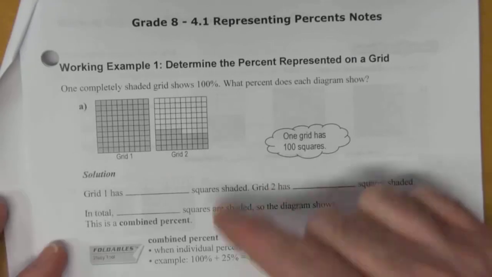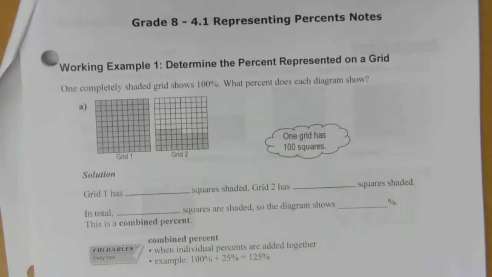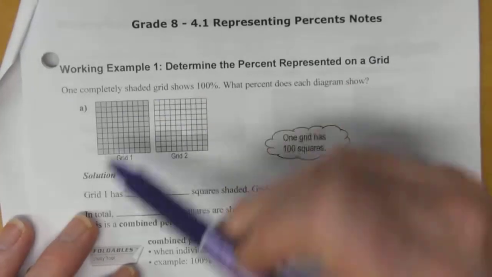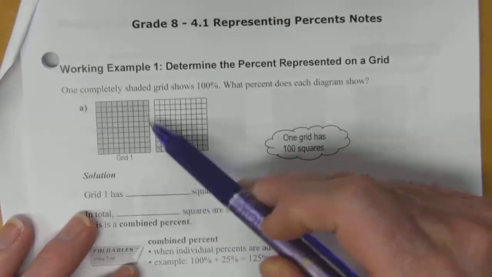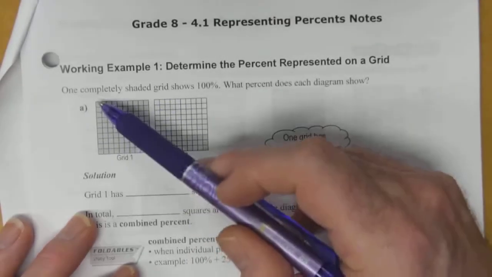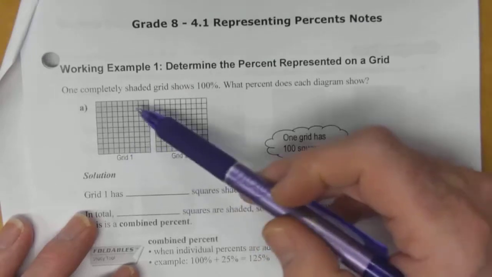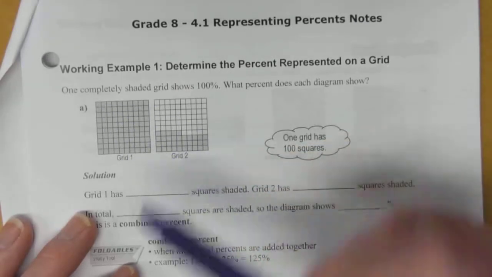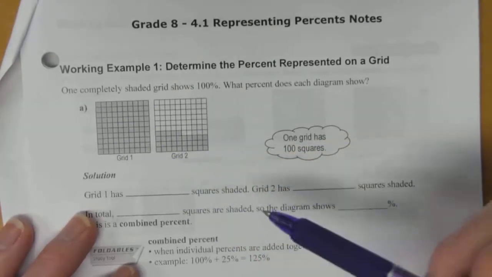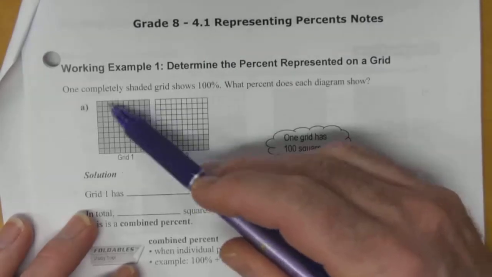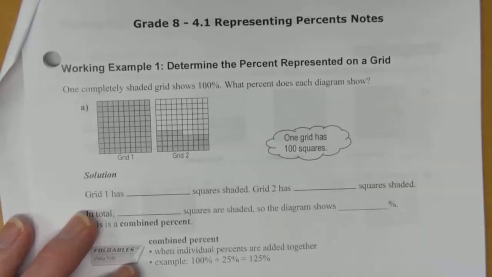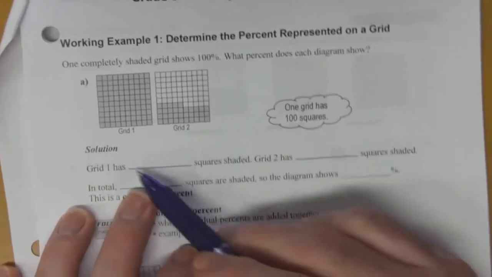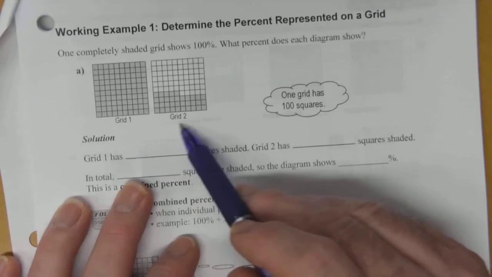Let's take a look. Working example number 1, determine the percent represented on a grid. One completely shaded grid, like this one here, is 100%. There are 10 squares by 10 squares on here for a total of 100 squares. So each square is equal to 1%. We've got a whole grid, which is 100%, but then we've got a second grid that has some more shaded in. These are labeled grid 1 and grid 2.